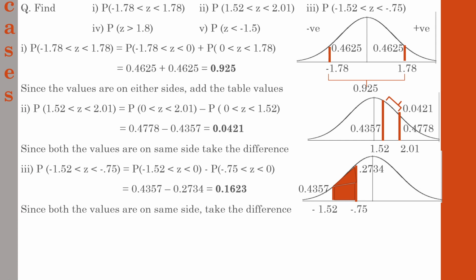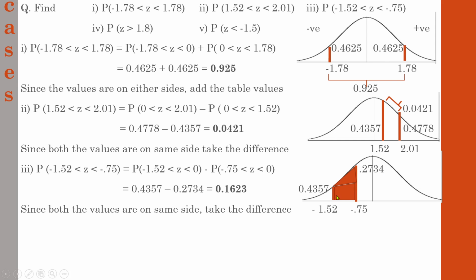See, the value of this minus 0.152 is, as per the table, 0.4357. Let it be like that. Next one, minus 0.75. From here to here is represented as minus 0.75. The table value as per the minus 0.75 is 0.2734. And you are asked to find the area between these 2 points.